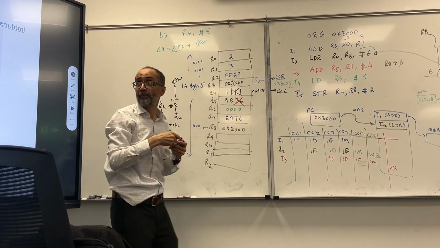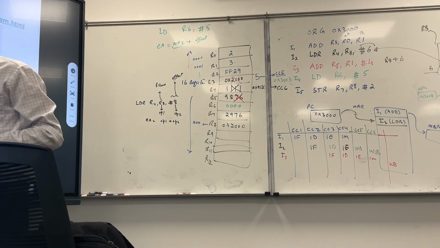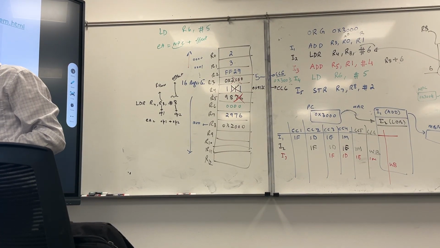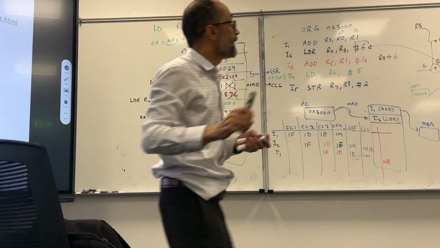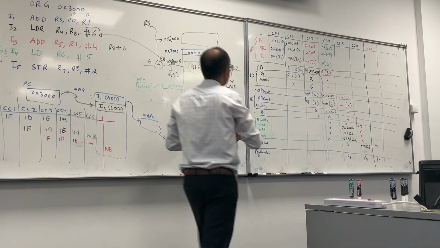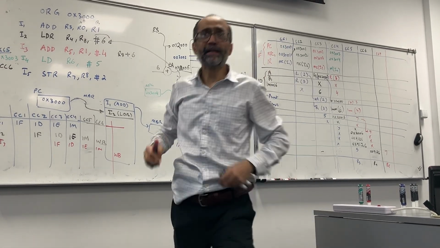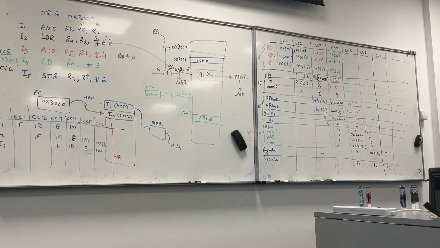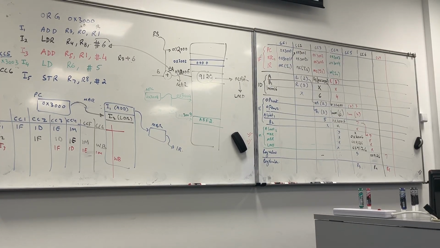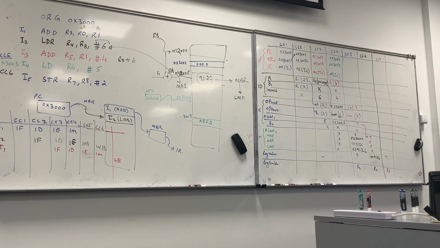But now the problem is this. A will always come from here, and NPC will come from here. So we need two NPCs, NPC 1 and NPC 2. So this is my NPC 1. And please remember, now what I'm going to do: this NPC will be only relevant for PC relative addresses.